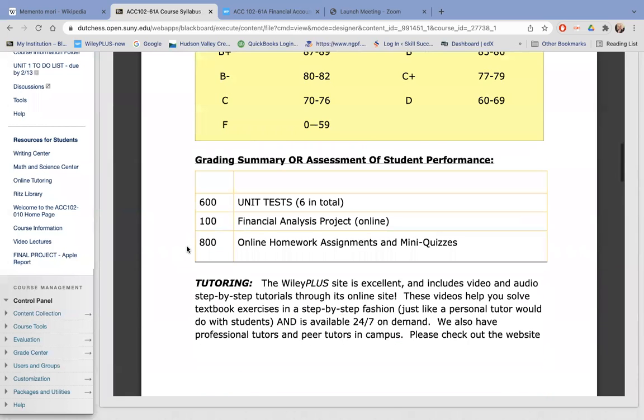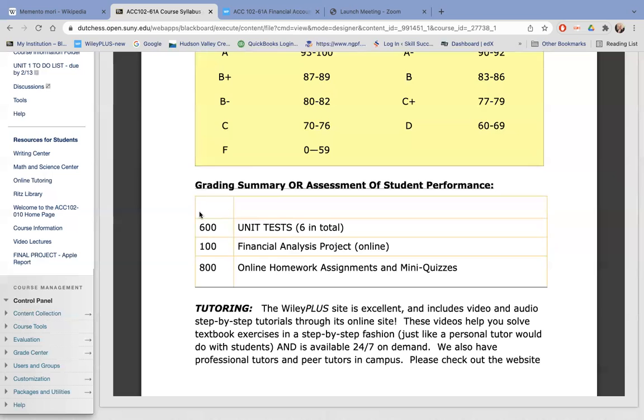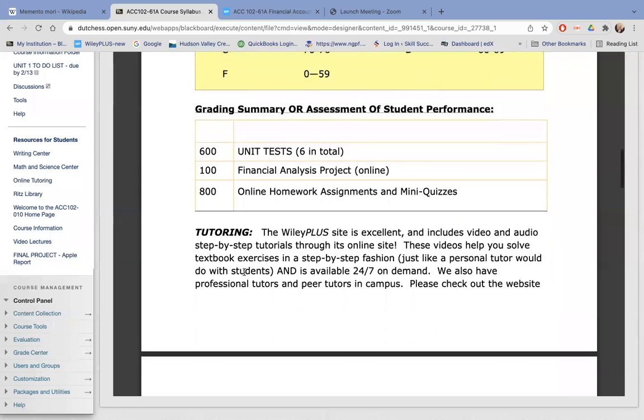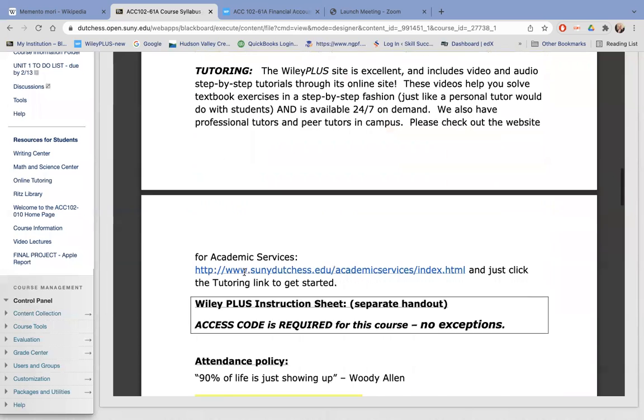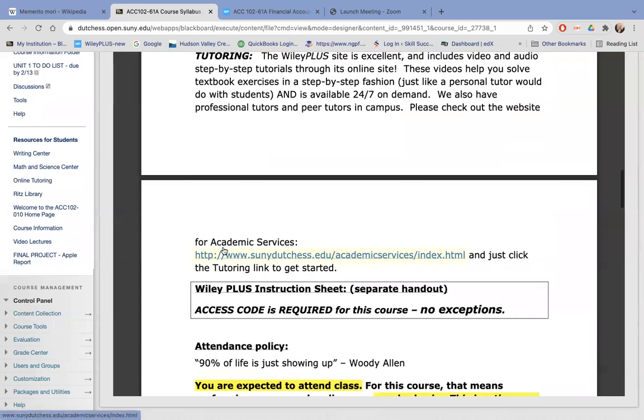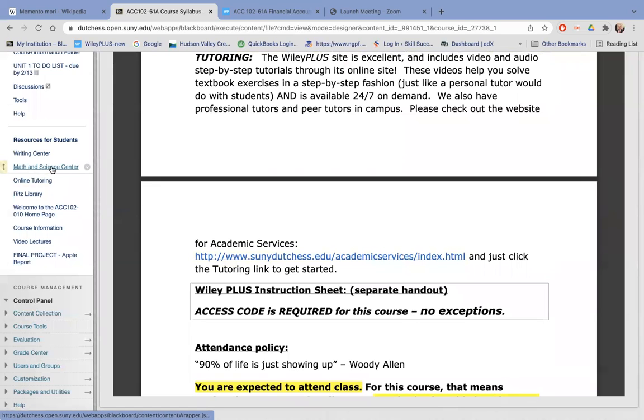Okay. And just like in the past, this is a series of points that you'll be earning. There are 6 unit tests. There's a financial analysis project, and there's lots of homework, about 1,500 points in total for this particular course. We do have tutoring. It's actually through the Math and Science Center. You can see it on your left here, but there's a way to get to it here as well.